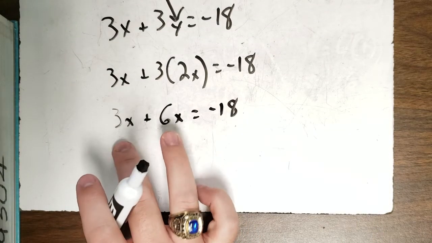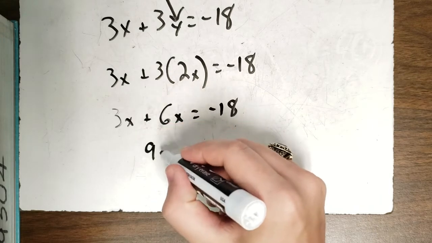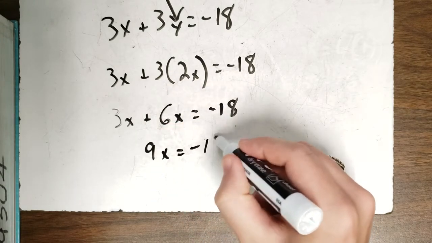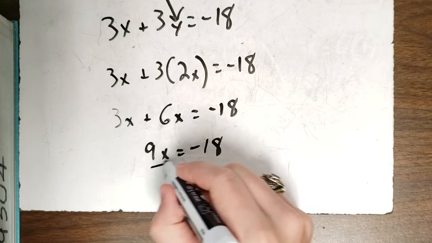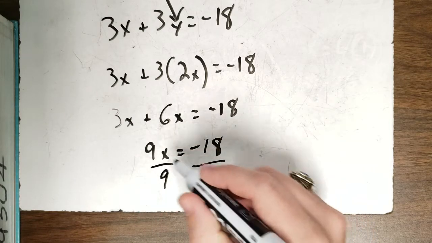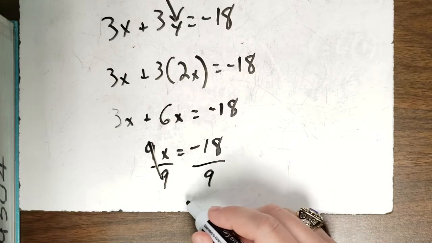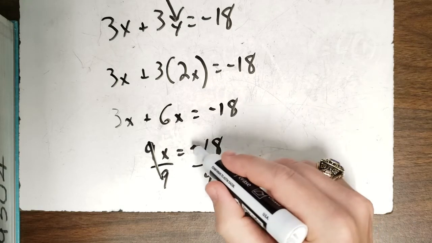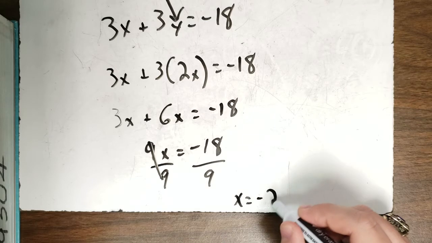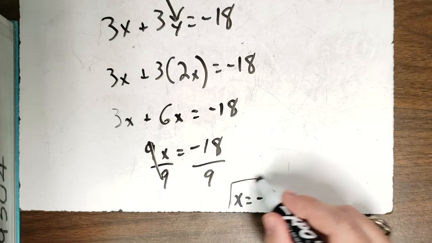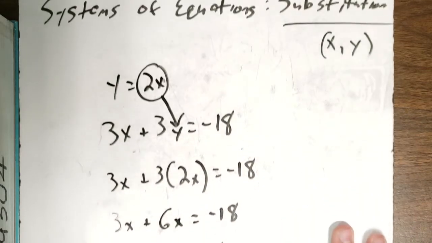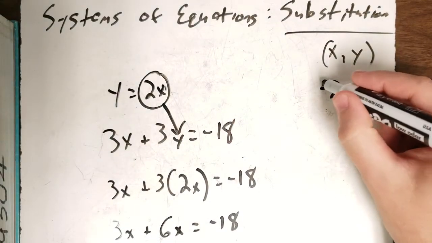Combine like terms. 3x plus 6x, when you add them, is 9x. Bring down the rest of the problem. Last step, what do we do here? Divide by 9 on both sides. That cancels out, and x equals negative 18 divided by 9, which equals negative 2. So that's our x. So x equals negative 2.